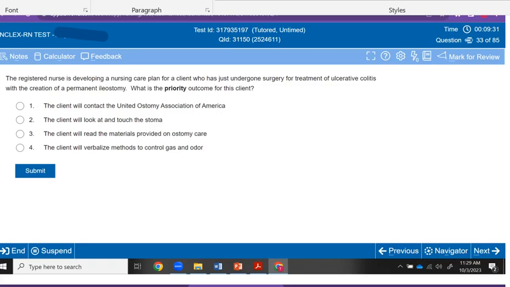So this one is actually an ulcerative colitis one. The UWorld offers a lot of ulcerative colitis questions. That must be important. The registered nurse is developing a nursing care plan for a client who has just undergone surgery for treatment of ulcerative colitis, with the creation of a permanent ileostomy. What is the priority outcome for this patient? Now remember, this is a permanent ileostomy, an opening into the small intestine where the stool is really liquidy. So go ahead, make your choice.